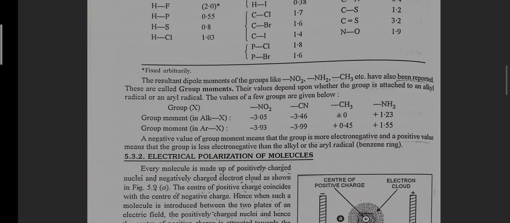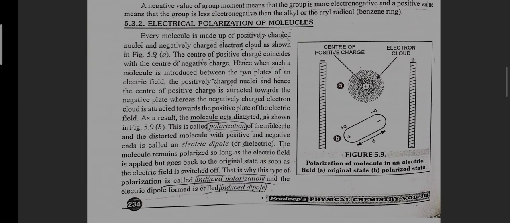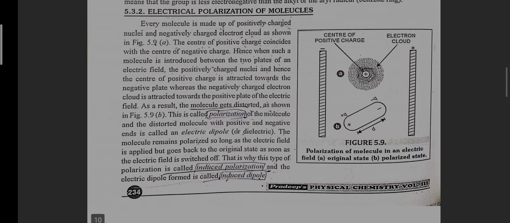Next is electrical polarization of molecules. Every molecule is made up of a positively charged nuclei and negatively charged electron cloud. The center of the positive charge coincides with the center of the negative charge. Hence, when such a molecule is introduced between the two plates of an electric field, the positively charged nuclei, and hence the center of the positive charge, is attracted towards the negative plate, whereas the negatively charged electron cloud is attracted towards the positive plate of the electric field.